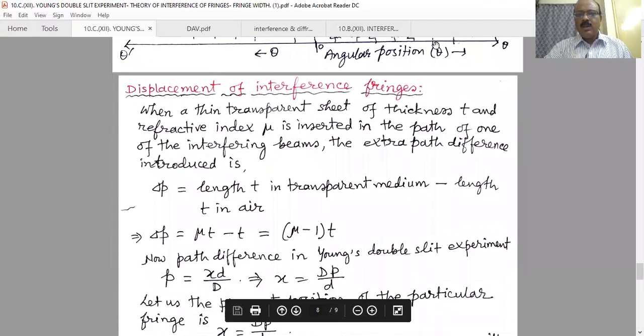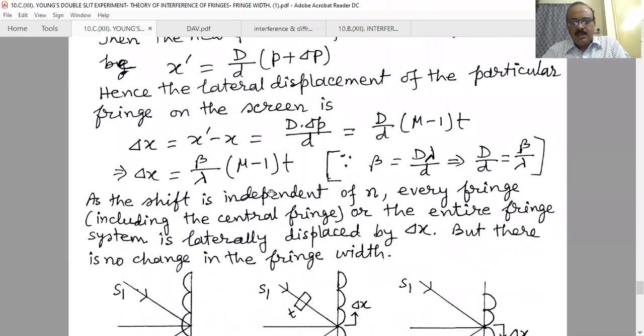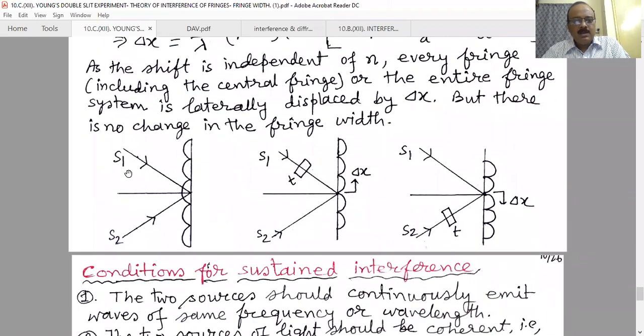Now, our last topic, displacement of interference fringes. When a thin transparent sheet of thickness t, refractive index, let us suppose mu, is inserted in the path of one of the interfering beams, the extra path difference introduced. That means in this interference double slit experiment, if we introduce one transparent sheet of thickness t and refractive index mu.